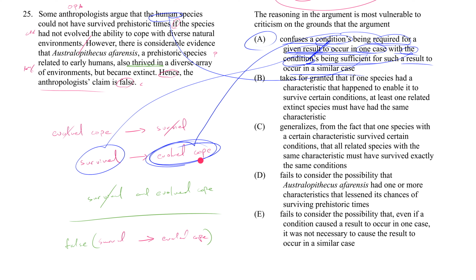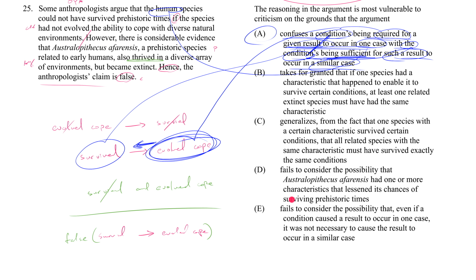They confuse this condition as if it were sufficient, right? As if you thought, oh, it pointed this way for such a result, referencing this same result, right? The same result right over here, which is to say survival. They confused it for being sufficient, right? Meaning you thought the arrow pointed this way. To occur in a similar case, yeah, the similar case is of our cousins.